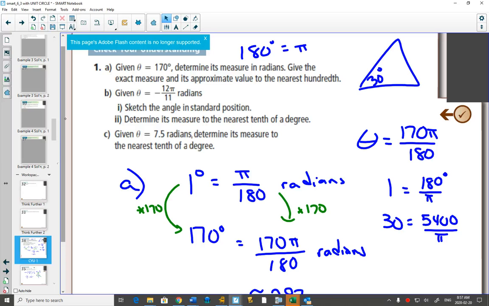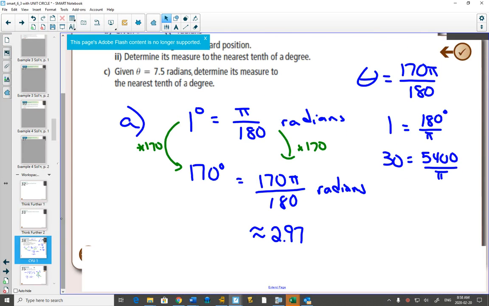Part B. I'm going to start to teach you how to think in radians. Because right now, that's going to be hard. Because your whole angle life, you've probably dealt in degrees. And now we have to start thinking in radians. So we're given theta is equal to negative 12 pi over 11 radians. We need to sketch that angle in standard position.